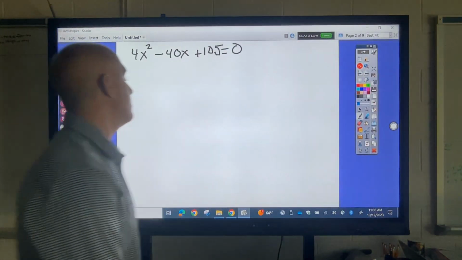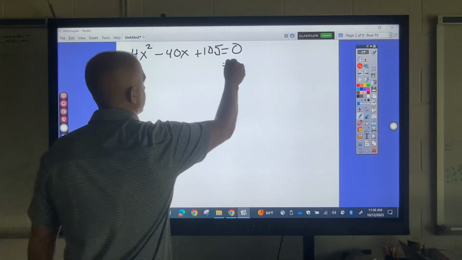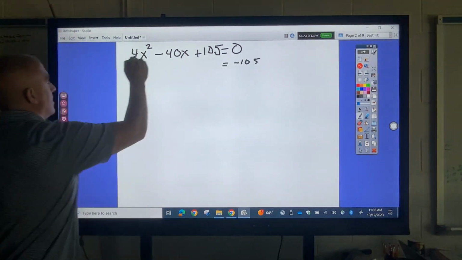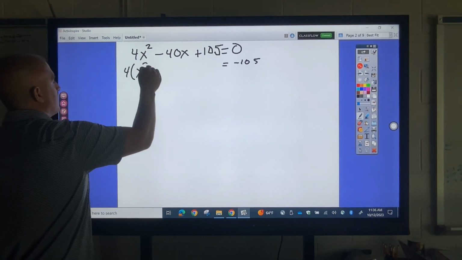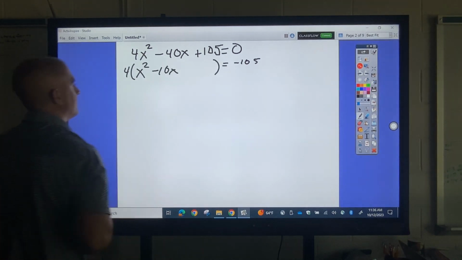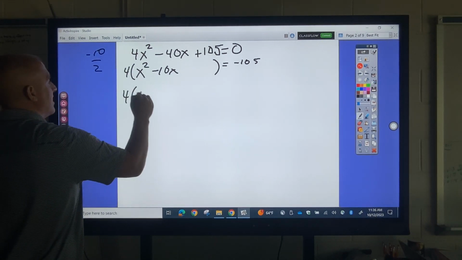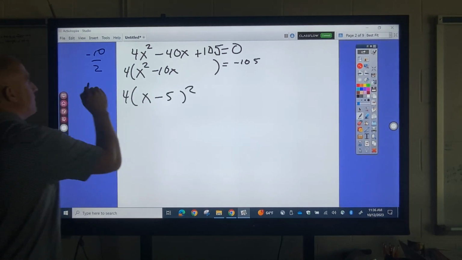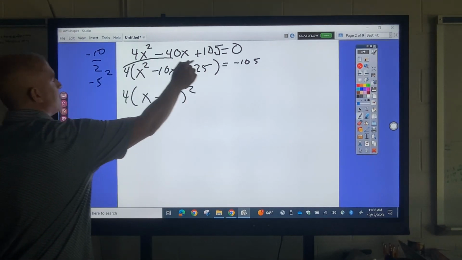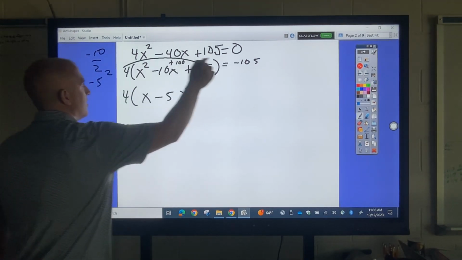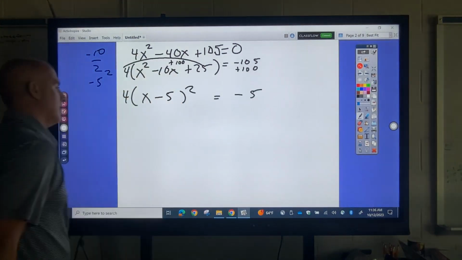Let's do another one. Let's say this is 105. I want to move that, so that's negative 105. I want to take out the 4 here, so that's x squared minus 10x. I want to take negative 10 divided by 2. I would get negative 5. Negative 5 squared is positive 25. 4 times 25 is 100, so plus 100 on both sides. So I get negative 5.